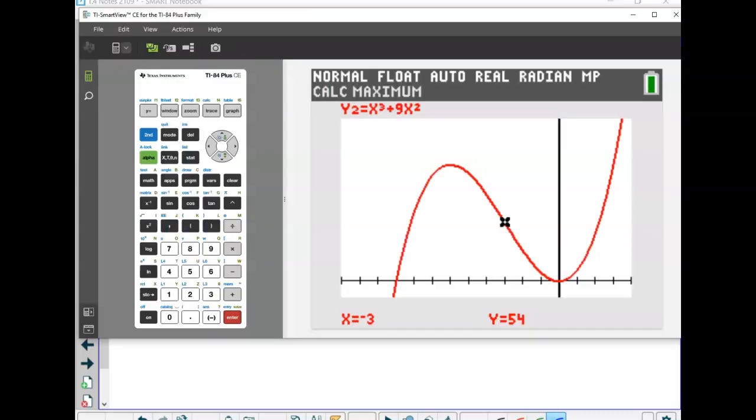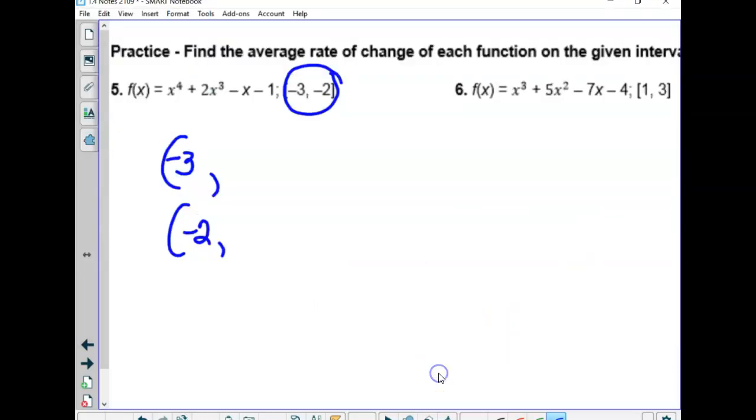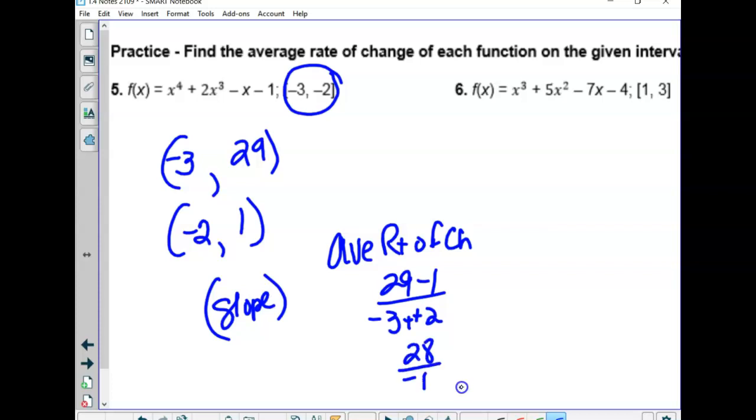Look at what Hofbauer did. Look right here. Put in -3, you get 29. You put in -2, you get 1. Okay? I did it ahead of time. Then what do you have to do to finish the problem? Yes. The average rate of change is 29 minus 1 over -3 minus -2, which would be 28 over -1 or -28.